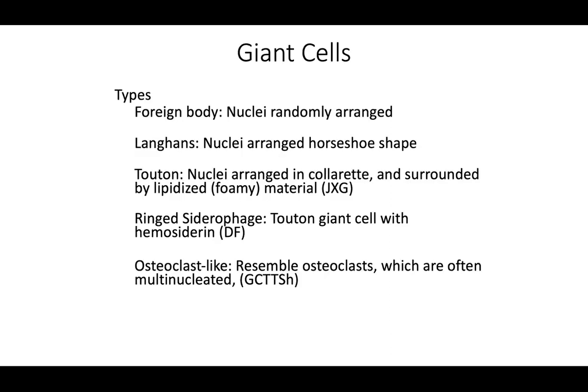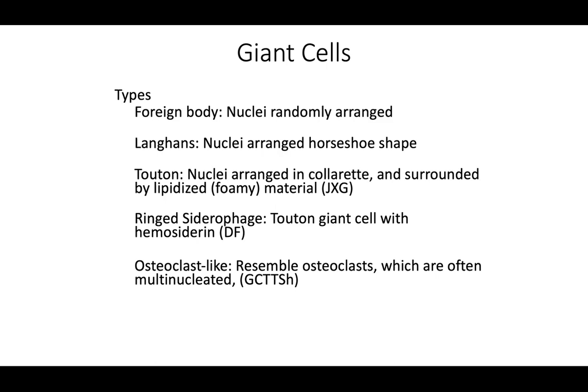Let's cover some giant cells here. So what are the different types? I'm sure that you've heard of many of these. If you're a beginner, you may not have heard of some of them. Foreign body giant cells typically contain nuclei that are randomly arranged. Langhans giant cells have nuclei that are arranged more in a horseshoe shape. Touton giant cells have nuclei arranged in a collarette, and we'll show some pictures of these. They're usually surrounded by lipidized or foamy material.